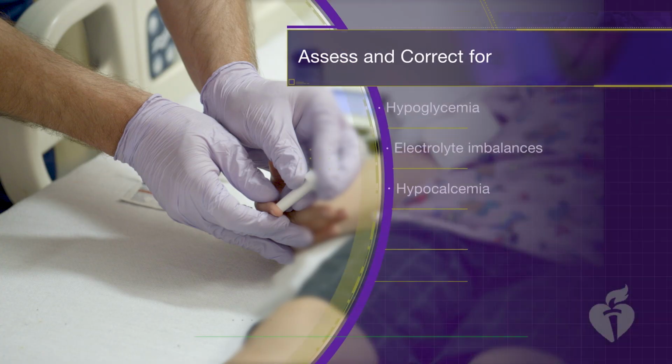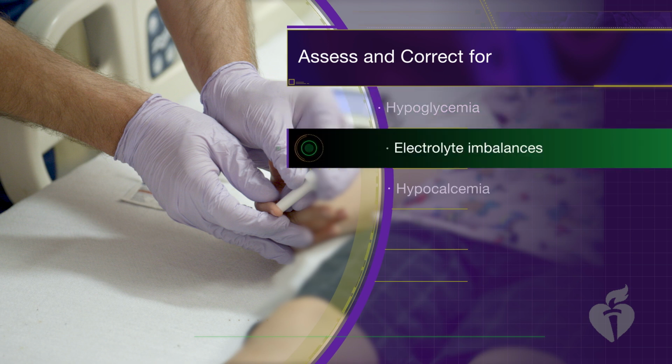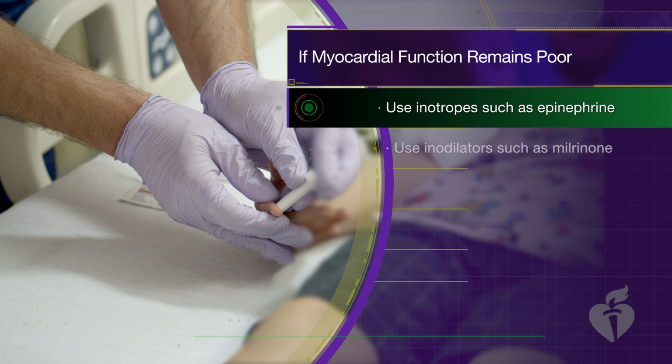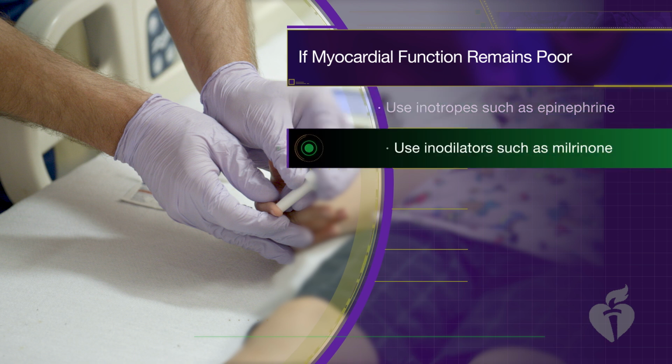After you've addressed preload, remember that cardiac contractility may be impaired as well. Assess and correct for hypoglycemia, electrolyte imbalances, and hypocalcemia. If myocardial function remains poor, the use of inotropes such as epinephrine or inodilators such as milrinone may be useful.